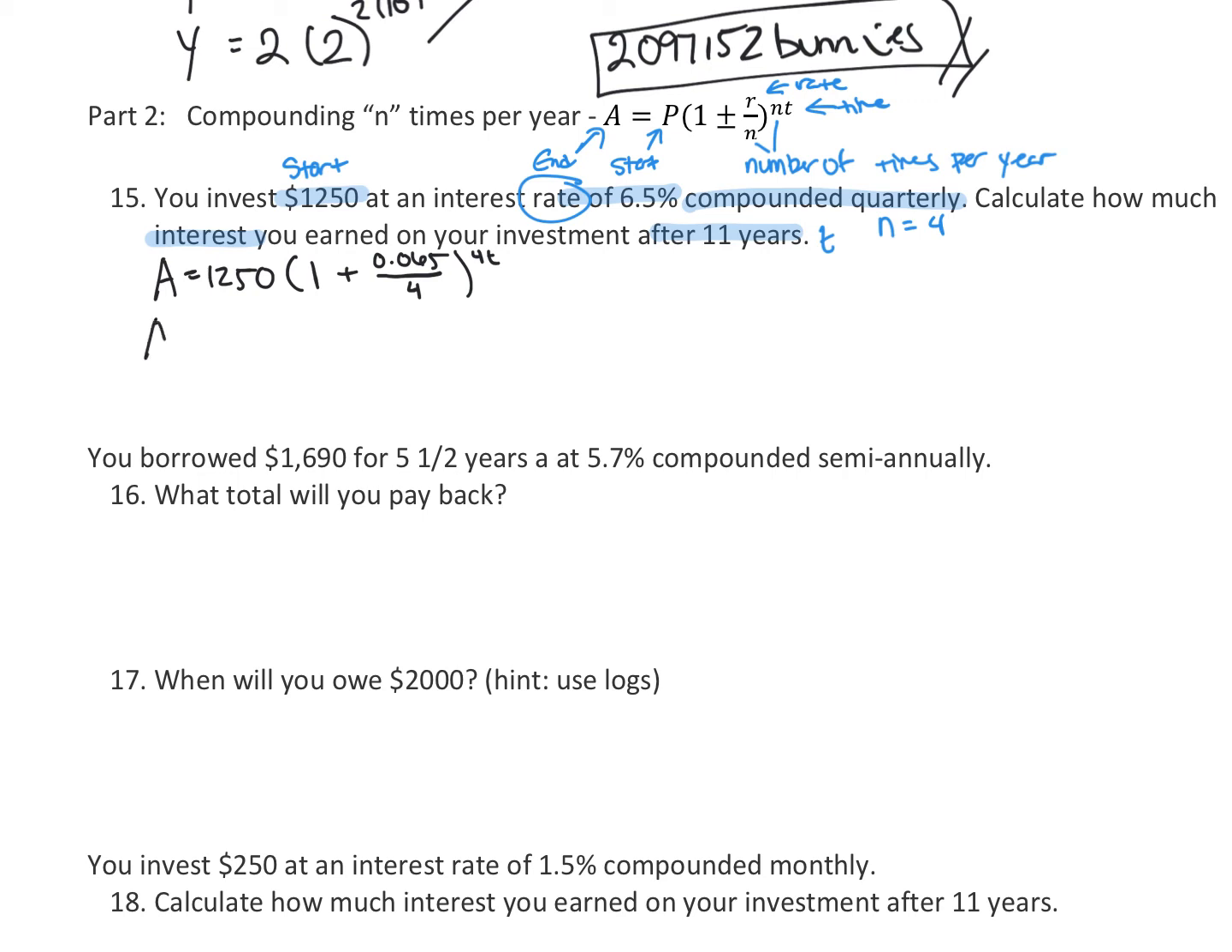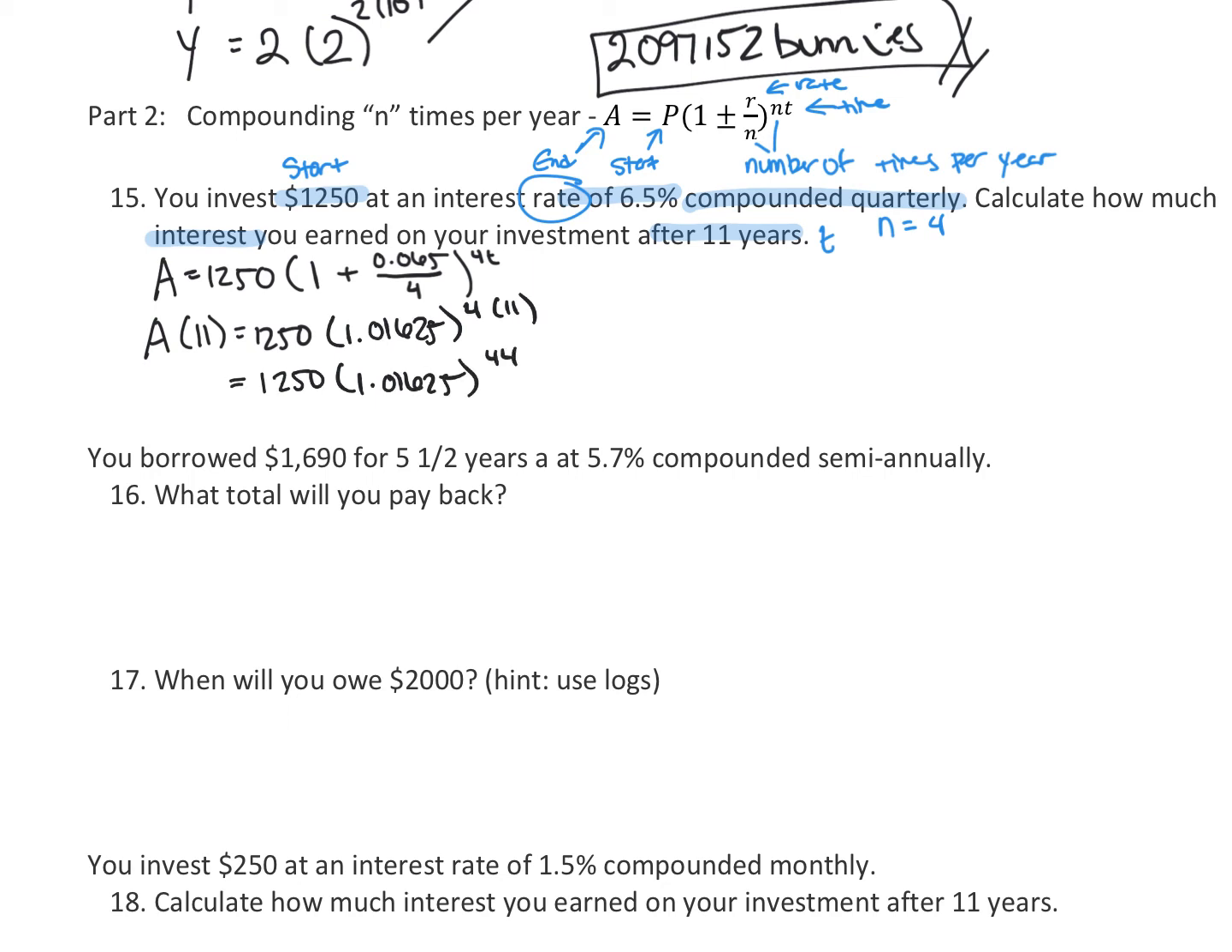When we try to find how much there is after 11 years, well, 1,250. If you find this in your calculator, it's actually a fairly nice number. So 0.065 divided by 4, I'm going to add that to 1. You get 1.01625 to the power of 4 times 11. So we're plugging 11 into our equation. Or 1,250 times 1.01625 to the power of 44.